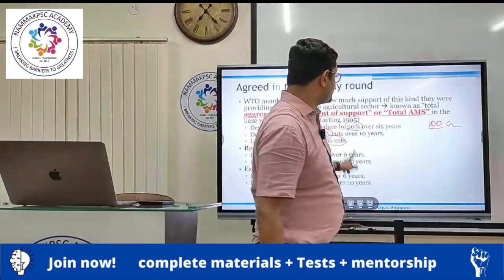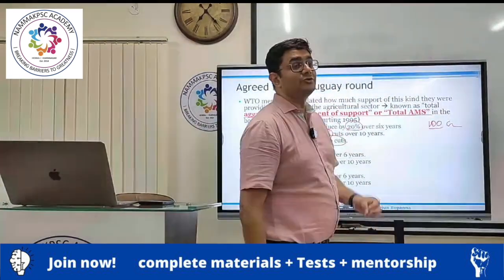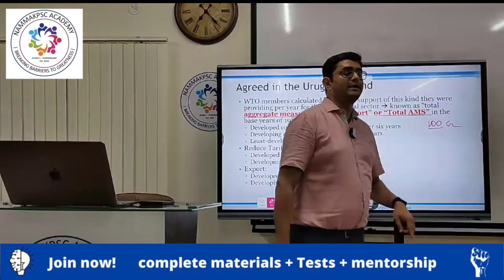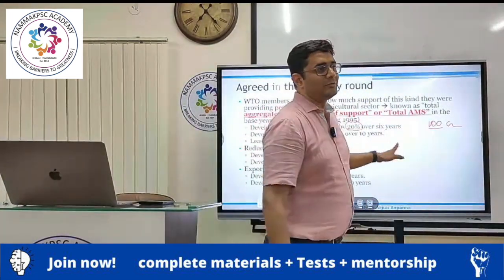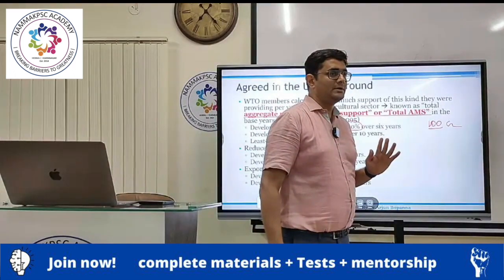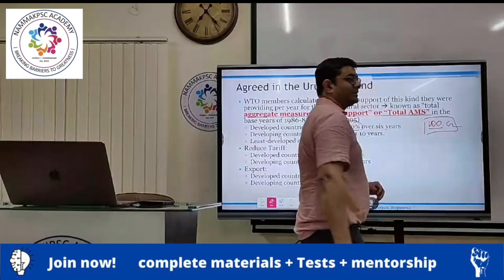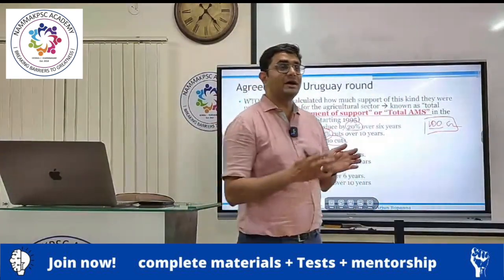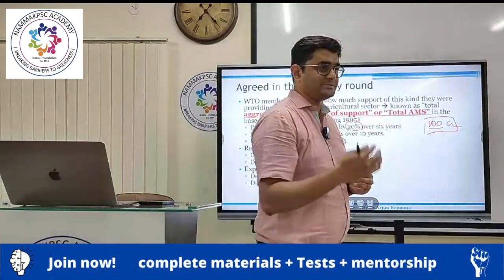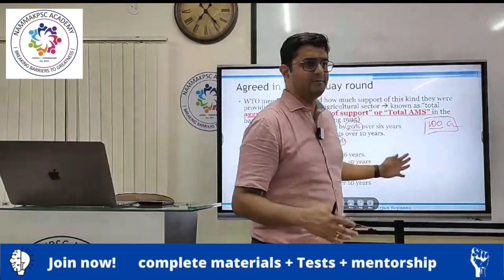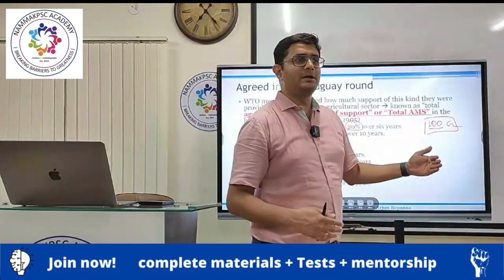So if a developing country like India was giving, let's say, 100 crore in subsidies, how much should it reduce? It should reduce it by 13%. Let's say a developed country was giving 100 crore. How much should it reduce? 20%. If the government was giving 100 crore in subsidies, it should reduce it by 20 and 13% respectively for developed and developing countries.